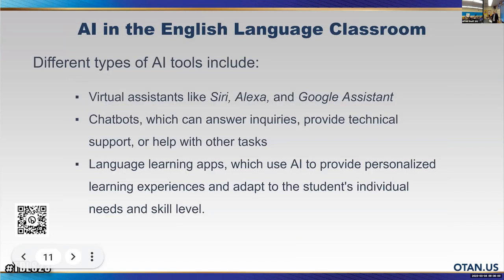Okay. So the different types of AI tools include virtual assistants like Siri and Alexa and Google, and we're already using these. If you want pizza, you say, "Hey Siri, pizza near me." And what does Siri do? Nothing. Sorry. We're going to be talking to our devices. We're already doing this.